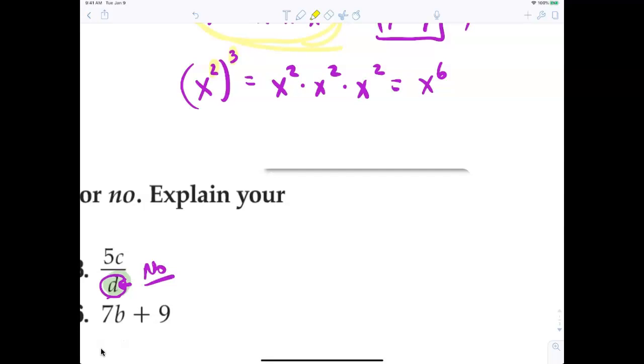All right? Can you say the second? Whenever you have a power raised to a power, you multiply the exponents. That's the rule. All right, that's the rule.